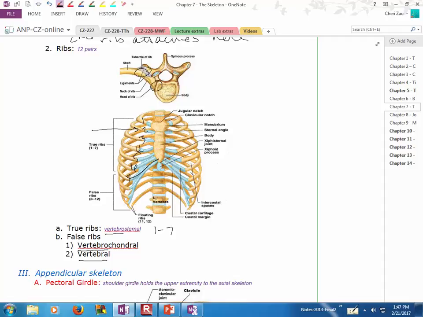The next 3, 8, 9, and 10, are called vertebrochondral because their bar of hyaline cartilage is attaching to the bar of hyaline cartilage up above. So number 8 is attaching to hyaline cartilage, number 9 is attaching to hyaline cartilage, and number 10 is attaching to hyaline cartilage. So they call those vertebrochondral. And so vertebrochondral are the next 3 pairs, so that's 8 through 10. And then vertebral are also called our floating ribs because they have no anterior attachments. And so that's 11 and 12.